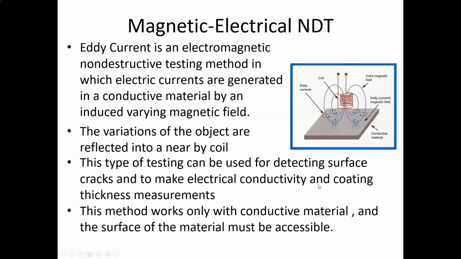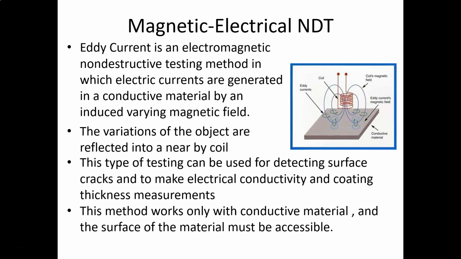The eddy current is a type of electromagnetic non-destructive testing method in which electrical current is generated in a conductive material by an induced varying magnetic field. The variations of the object are reflected into a nearby coil. This type of testing can be used for detecting surface cracks and to make electrical conductivity and coating thickness measurements.